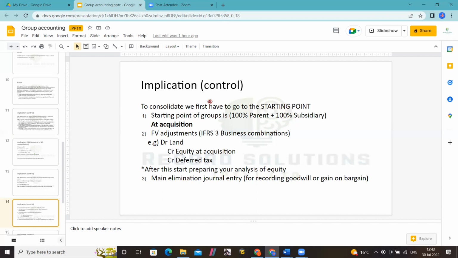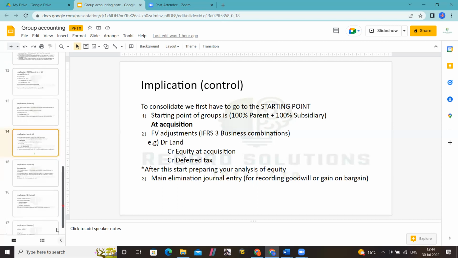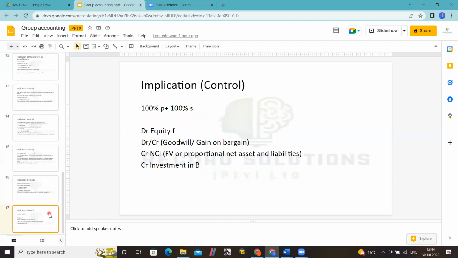Why do we do it? We do it for the pro forma journal entries. Do not forget the objective, why we do things. So now we can continue. It's the main elimination. How is the main elimination journal entry basically going to look? Firstly, do you remember what happened at the starting point? We added 100% of the subsidiary to 100% of the parent, and then we fixed all of those fair value adjustments and discrepancies at acquisition.